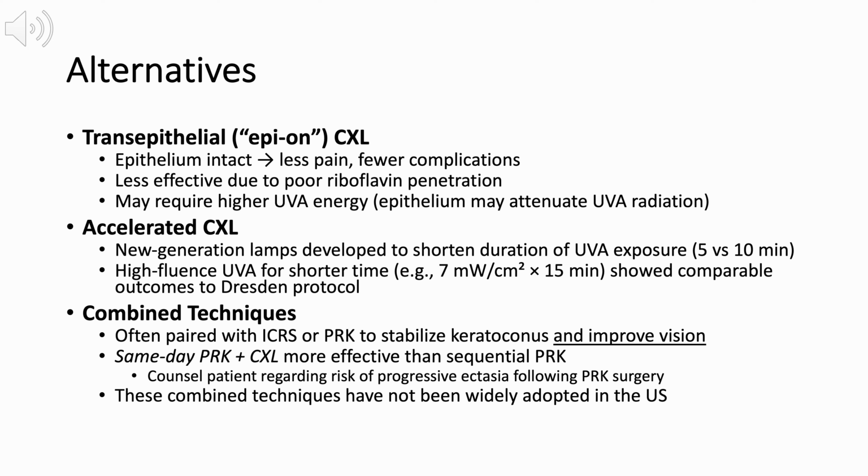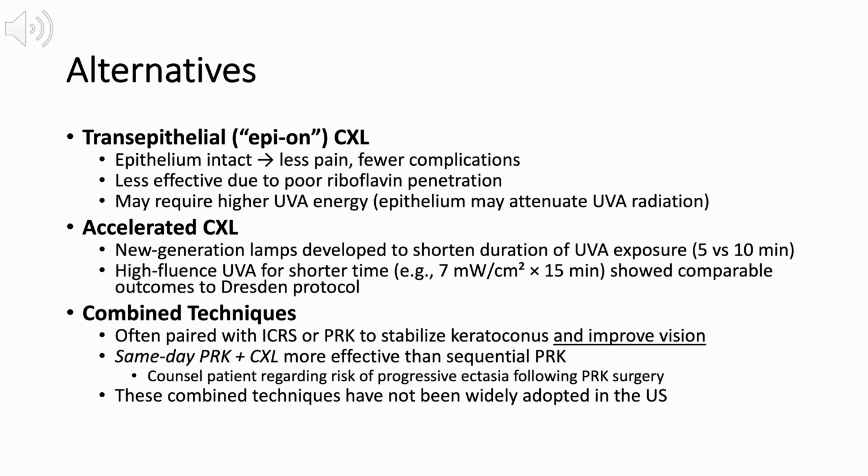Another strategy is accelerated CXL, which leverages new generation UVA lamps designed to deliver treatment in a shorter period. Rather than the standard 30-minute exposure, accelerated protocols using high-fluence UVA can be completed in as fast as 5 minutes. A study that used high-fluence UVA at 7 milliwatts per square centimeter over 15 minutes showed comparable outcomes to the traditional Dresden protocol, making accelerated cross-linking an attractive option in busy clinical settings.